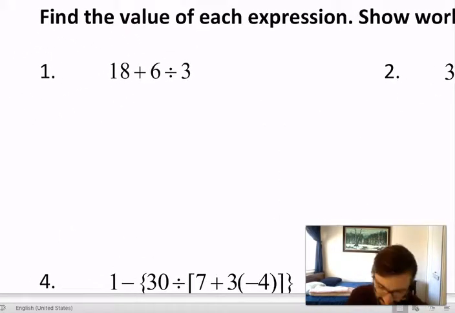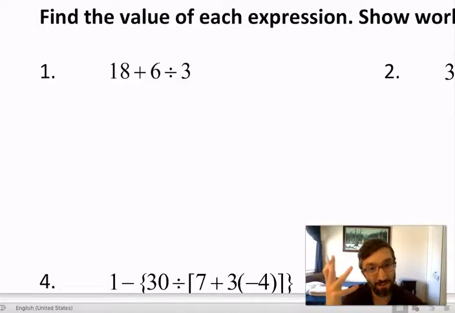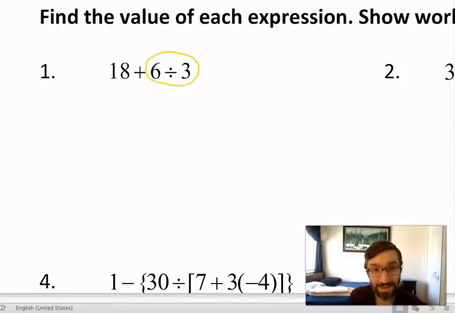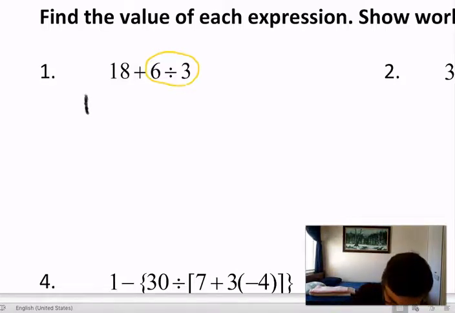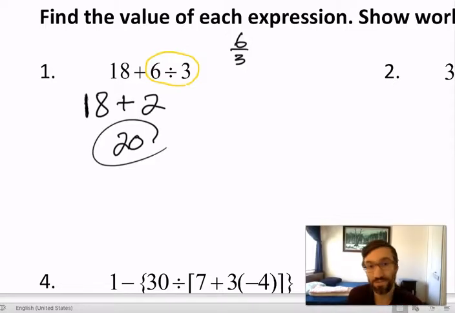So we do the division first. It's a good idea before you just jump in to have a plan in your head, like what am I going to do first? So first we're going to do this part, and then after that we'll do the plus 18. So I'm just going to write the 18 here, because that's going to be later anyway. 6 divided by 3, 6 over 3, that's 2. So 18 plus 2, we get 20. And that's our answer, 20. It's not x equals 20, it's just 20. It's not an equation, we're not solving for a variable, we're just evaluating an expression.